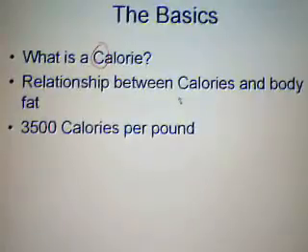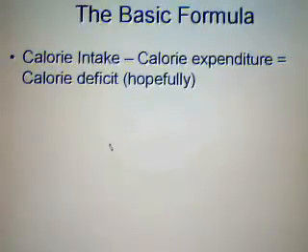That relationship is, if you eat more calories than your body uses, then those calories will be stored as body fat. And if you use more energy than your calorie intake, your body will get that energy by burning your body fat. And the ratio here is 3,500 calories per pound of body fat. So the basic formula is you take your calorie intake and you subtract your calorie expenditure. So that's very simple. If that's a calorie deficit, you'll be losing weight.